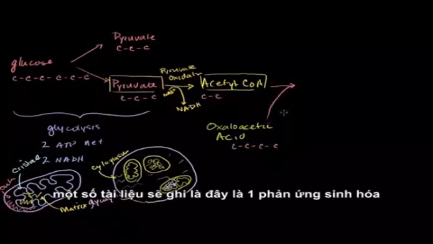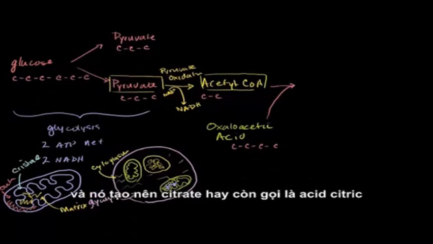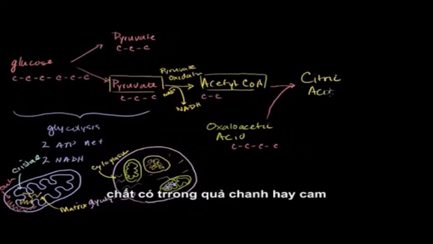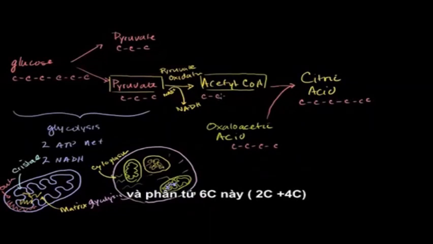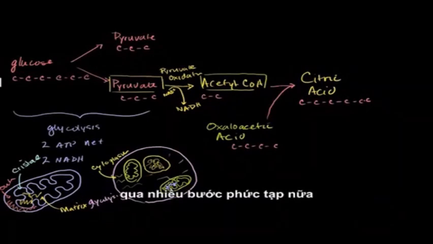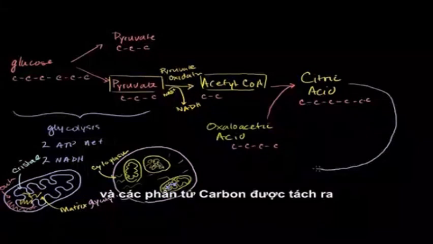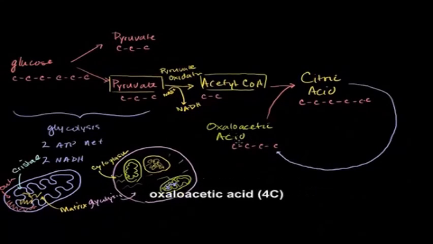It's important, some tests will say, is this an enzyme catalyzed reaction? Yes, everything in the Krebs cycle is an enzyme catalyzed reaction, and they form citrate or citric acid. Citric acid, which is the same stuff in your lemonade or your orange juice. And this is a 6-carbon molecule, which makes sense. You have a 2-carbon and a 4-carbon. You get a 6-carbon molecule. And then the citric acid is then oxidized over a bunch of steps. And this is a huge simplification here, but it's just oxidized over a bunch of steps. Again, the carbons are cleaved off. Both 2 carbons are cleaved off of it to get back to oxaloacetic acid.